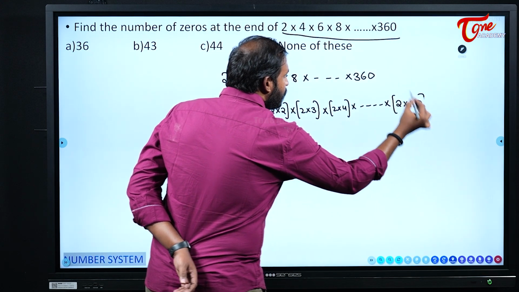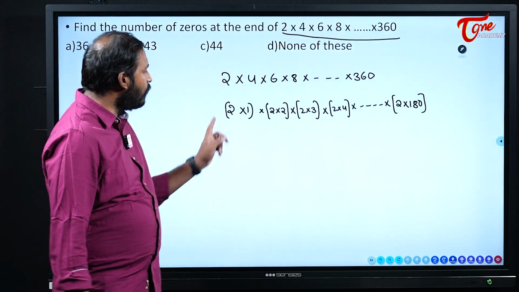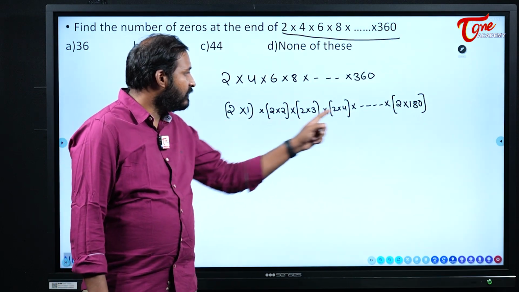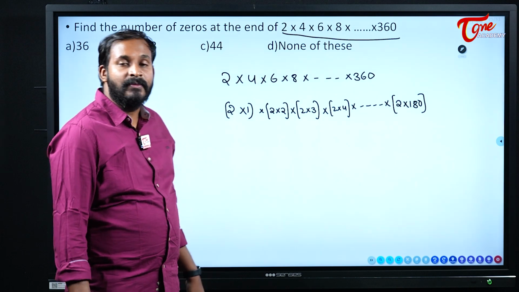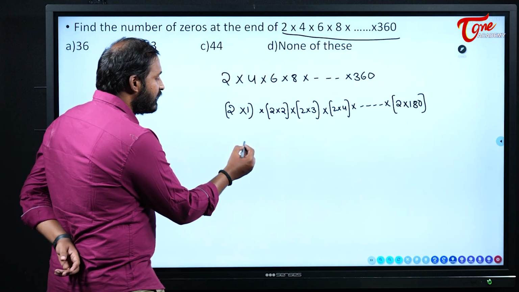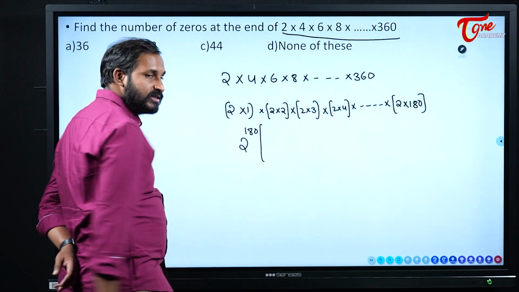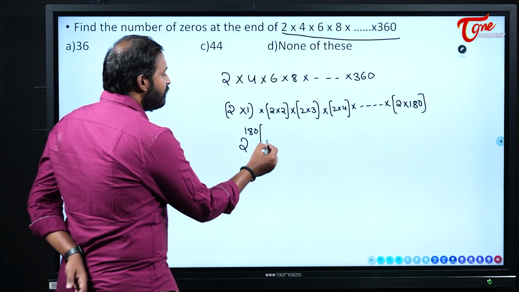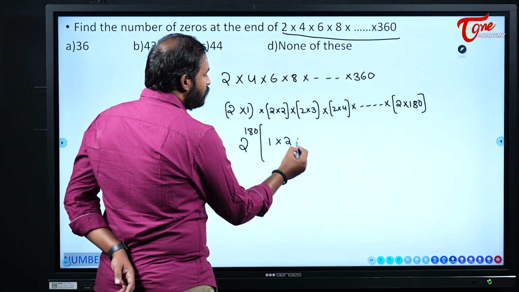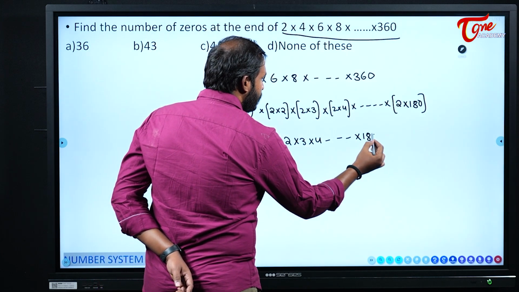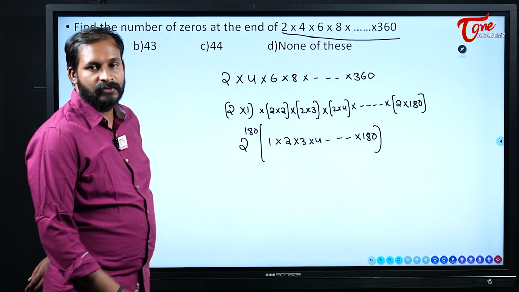180. Right? That means total how many 2's are there for me here? 180 2's, right? It is starting from 1, we are reaching 180. That means 180 2's are there. So directly I can take 2 to the power of 180 as common. The reason is everything is a product. So now what will I be left with if I take this? 1 into 2 into 3 into 4 and so on up to 180.